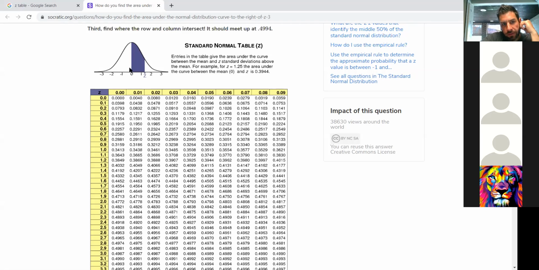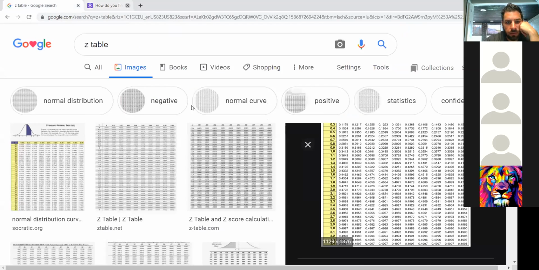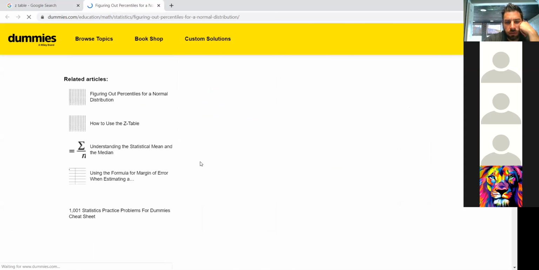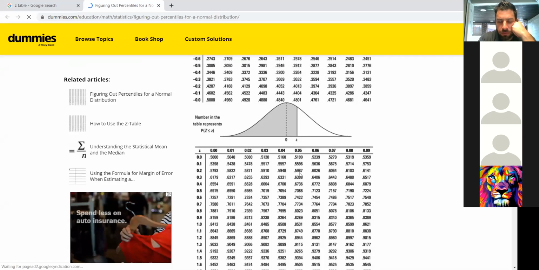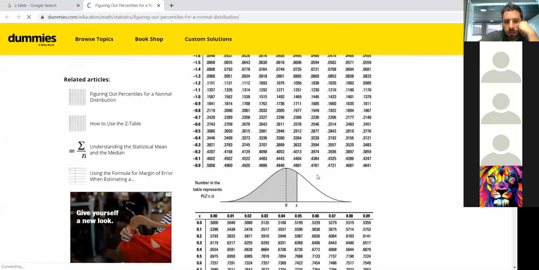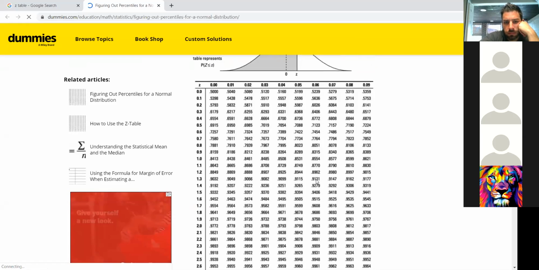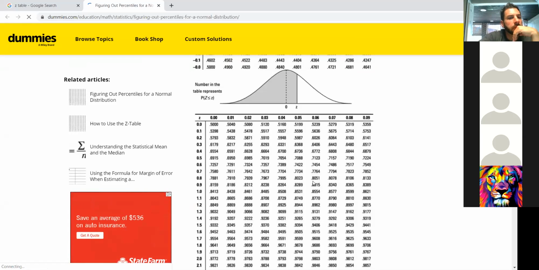Remember, the full area under the curve is 1. So the area up to 0 is 1/2. So if we go back, if we cancel this one, maybe we look at a different one. Here's a different table. This table starts like we described it. It takes your Z values and it gives you the area from negative infinity up to Z. So let's show you how you might use this table.